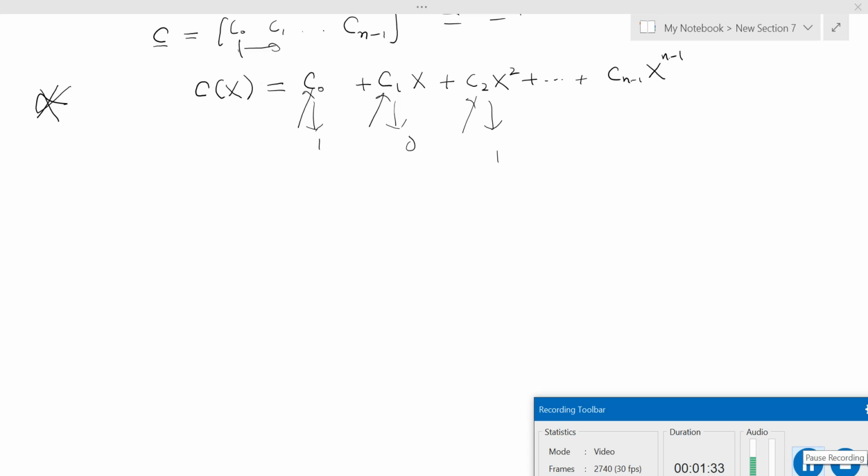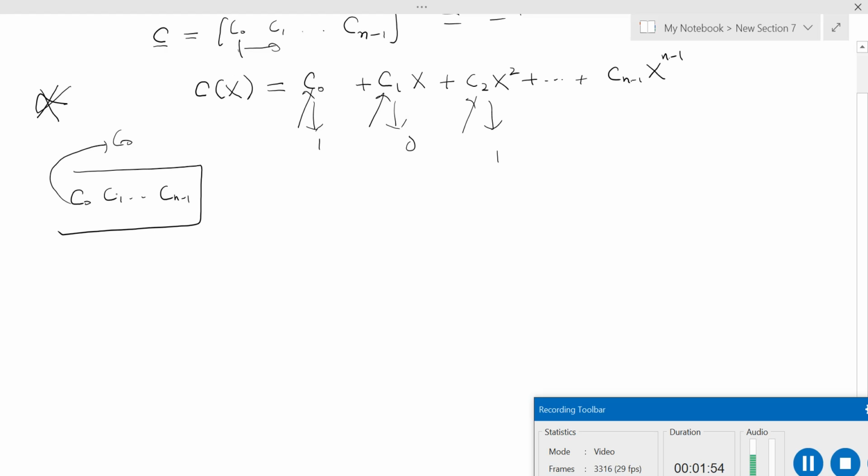Now, if you look at a binary source which emits these digits, suppose you have c0, c1 up to cn minus 1. As time moves you get one digit. First you may take out c0, then c1, and then finally cn minus 1. So you can see that the degree of the polynomial actually represents a shift in time.